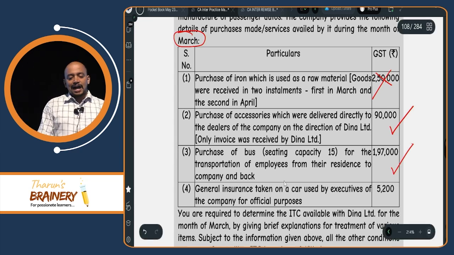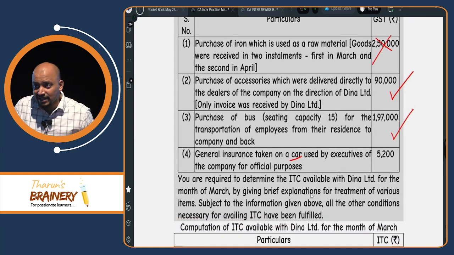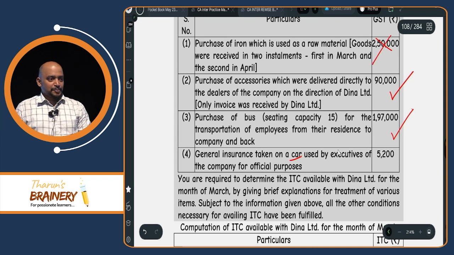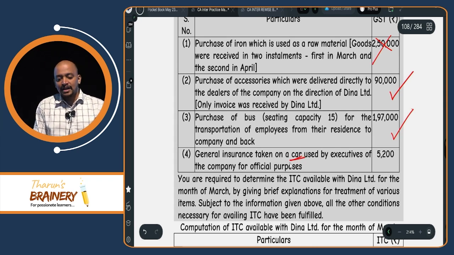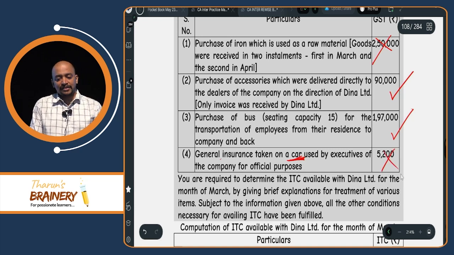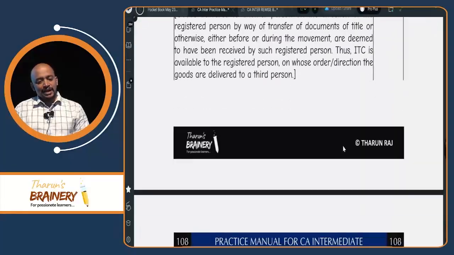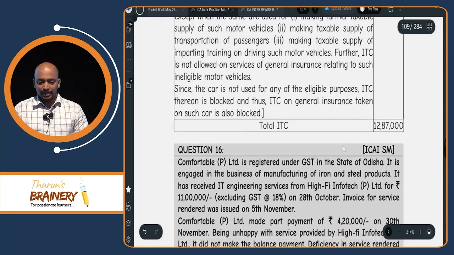General insurance taken on a car used by executives of the company for official purpose. First, is the car eligible for ITC? No. A car used by executives of the company is a motor vehicle for transportation of persons. Capacity does not exceed 13 and it is not covered under the exception, so ITC is not available on the car. As ITC is not available on the car, ITC is also not available on the insurance service on the car. Blocked credit. So only on 90,000 and 1,97,000 ITC is available.